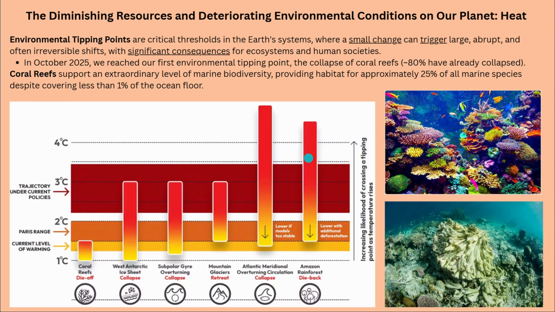One of the main reasons global policy is trying to stay below 2 degrees Celsius is because once we hit 3 degrees Celsius, it's predicted that 3 major environmental tipping points are going to occur at the exact same time, or if not, within a couple of years of each other. And so we've set this 2 degrees Celsius point to try to stay within the bounds of these other events not occurring. However, as of October 2025, we reached our first environmental tipping point, and that is the collapse of coral reefs, where nearly 80% of them have already collapsed.